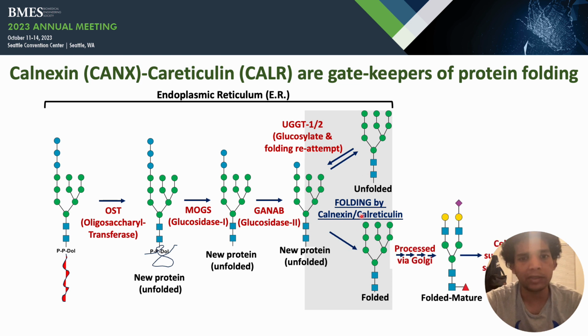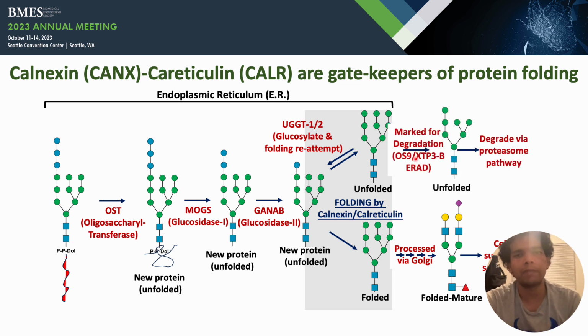If they get their native structure, they will move towards the Golgi apparatus for further post-translational modification. If they are not able to get the native structure, they will move to the ERAD pathway, that is, endoplasmic reticulum associated degradation.